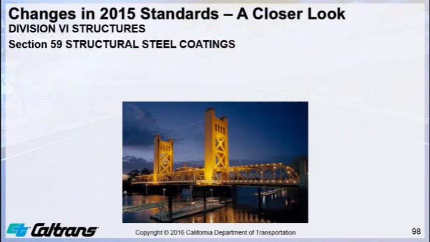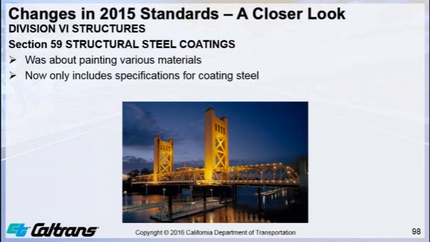Division 6 structures, continuing on, we have Section 59 structural steel coatings. In 2010, Section 59 painting was all about painting various materials. Now, in 2015, it's only about painting structural steel coatings. The 2010 specification requirements for painting, staining, timber, concrete, and others have all been moved into the 2015 Section 78 incidental construction.